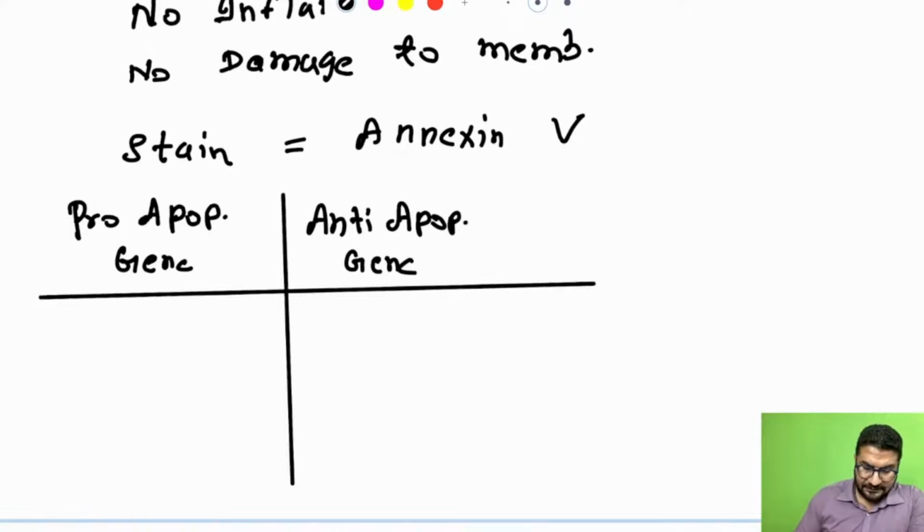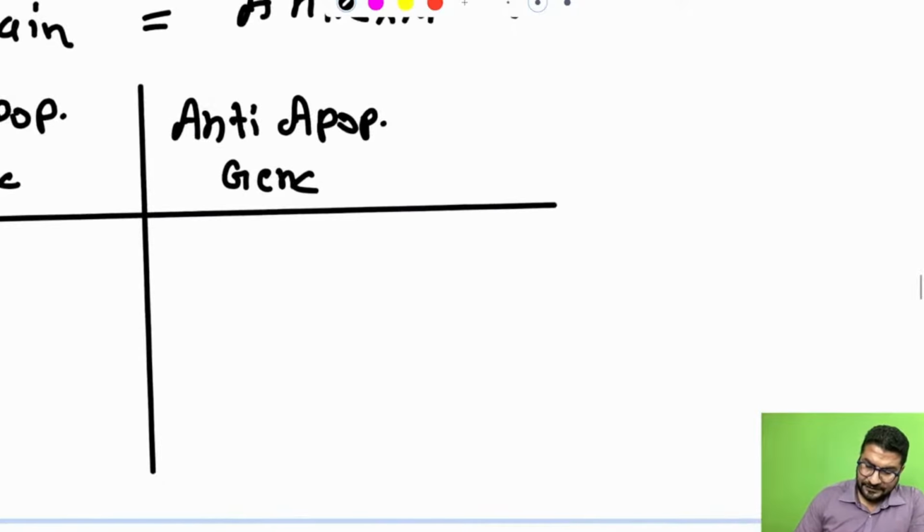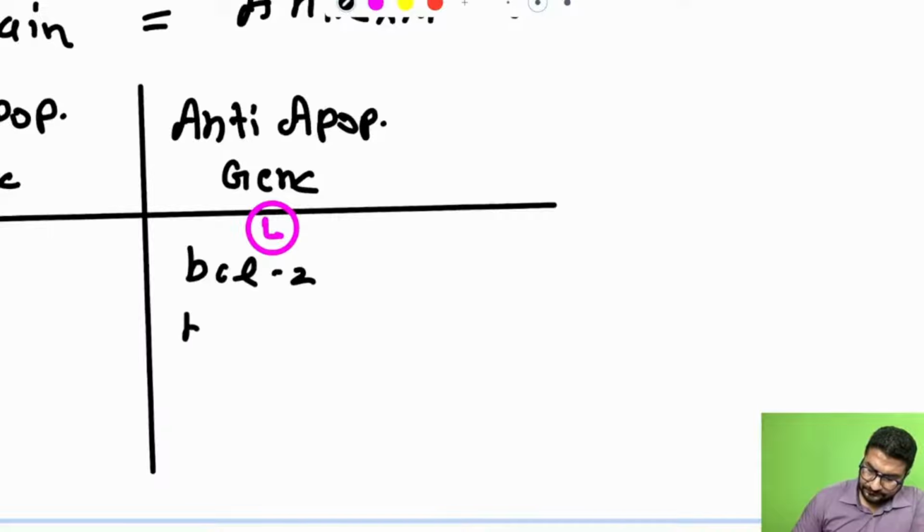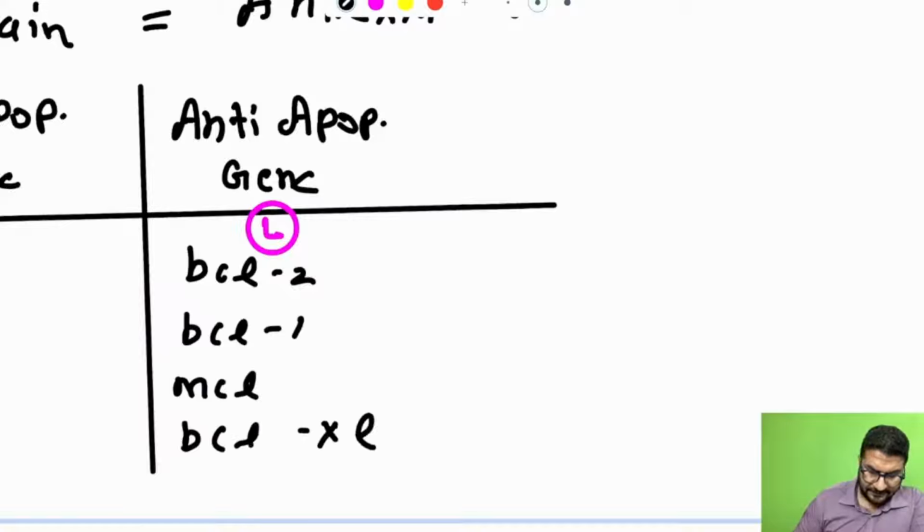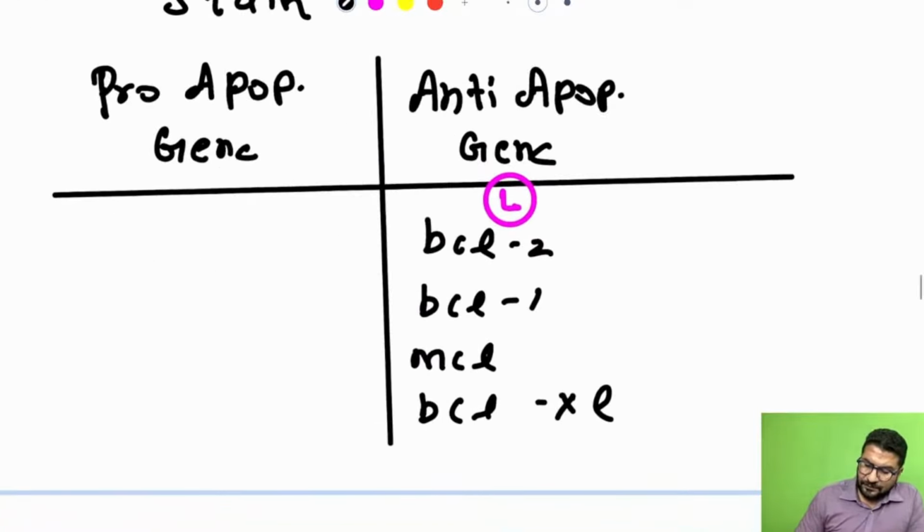I told you like all the anti-apoptotic gene they will end in L. इनके end में L होगा. So we have BCL2, BCL1, MCL, BCLXL, right? So ये आपको याद रखना है. Then try to understand. They ask you what are pro. So pro कई सारे होते हैं.